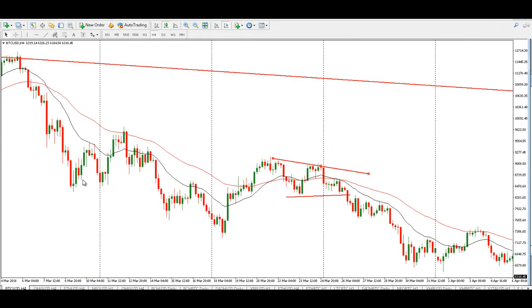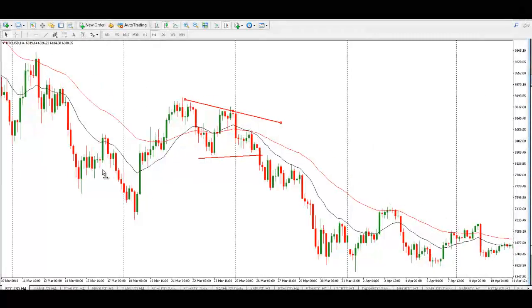So let's say that it skips the 20 moving average and it strictly goes to the 50 moving average. You look for that 1, 2, 3 at the 50 moving average. So you can use both moving averages.